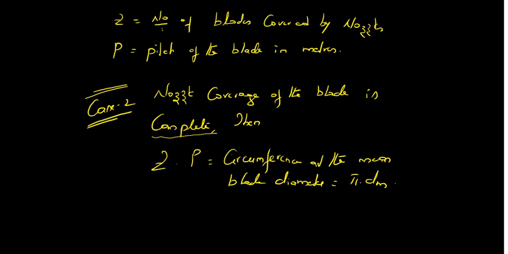The circumference of a circle is given as pi into d suffix m, right? Am I clear with this?